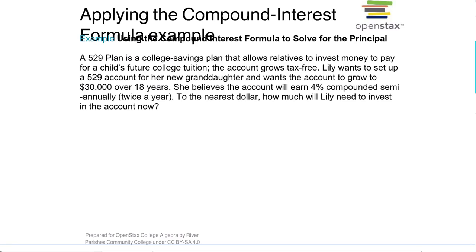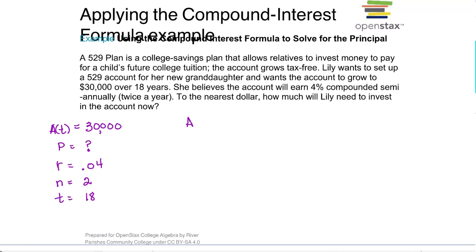So we don't know the initial amount. This time we know what it's going to grow to. It's going to grow to $30,000. We don't know P. That's the initial value. We want to know how much she needs to invest, and we don't know what that is. The interest rate, she believes, is 4%. The number of times it's compounded is 2, twice a year. And then the number of years would be 18.